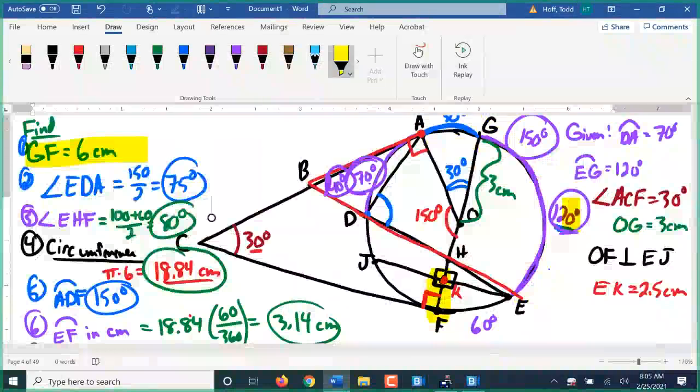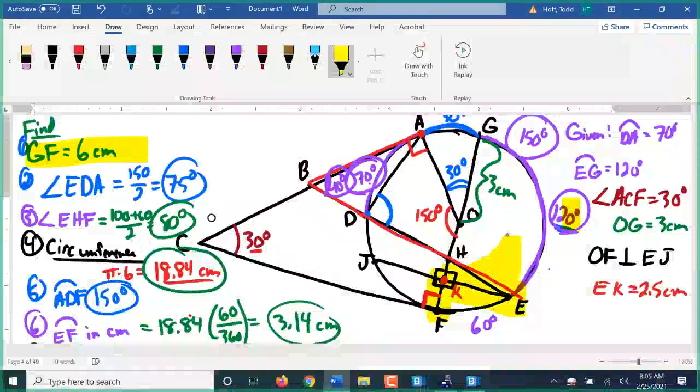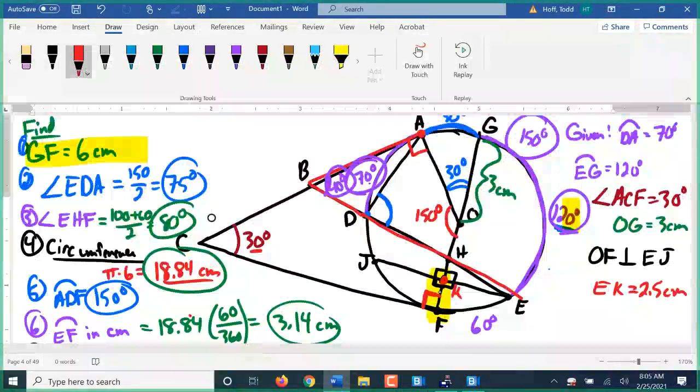We know that GF is 6 centimeters. That is just the diameter of the circle. We know that EF is 2.5. How would we find KF? Well, I'm going to let that length be X for right now.